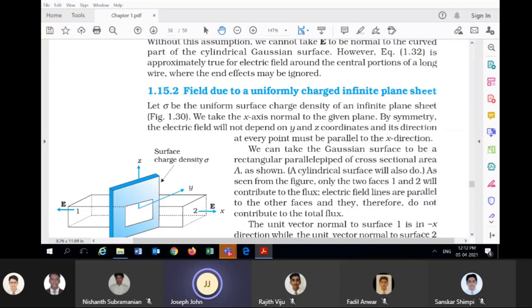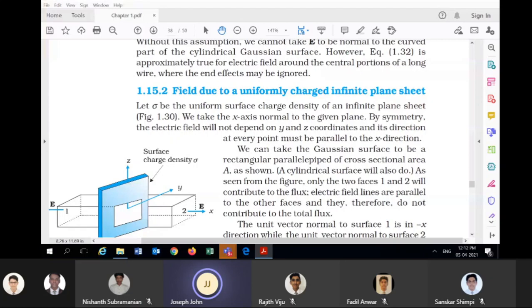Second application, number 2, please. Field due to a uniformly charged infinite plane sheet. Finish. Heading over.